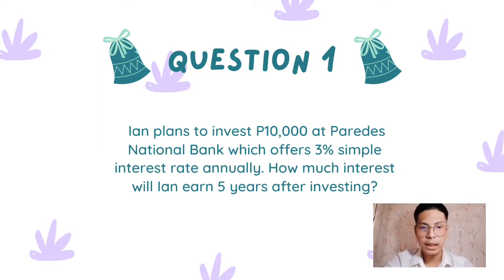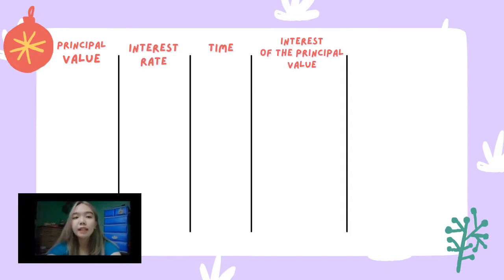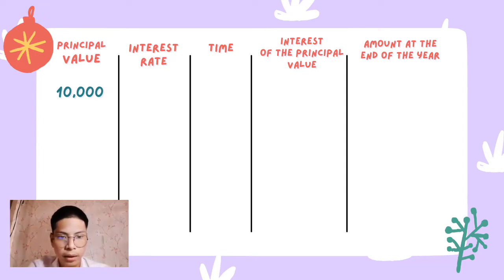Ian plans to invest 10,000 at Paredes National Bank, which offers a 3% simple interest rate annually. How much interest will Ian earn 5 years after investing? First, we need to get the principal value, the interest rate, the time or the years, the interest on the principal value, and the amount at the end of the year. The value of the principal is 10,000, the rate is 3%, and the time is 5 years.